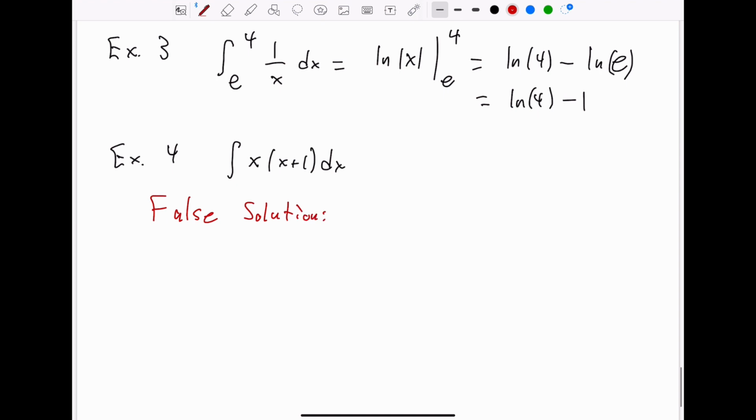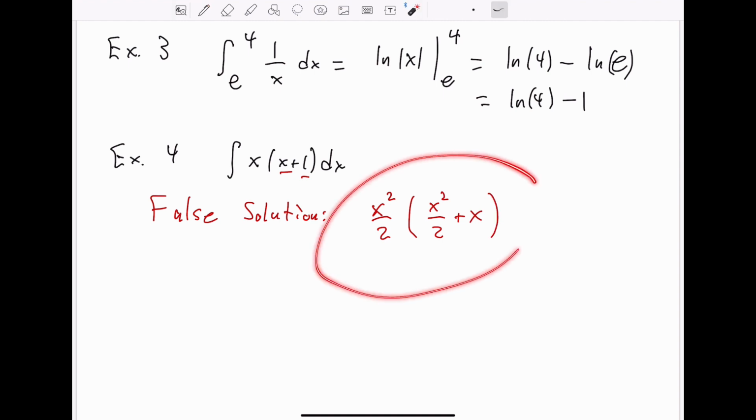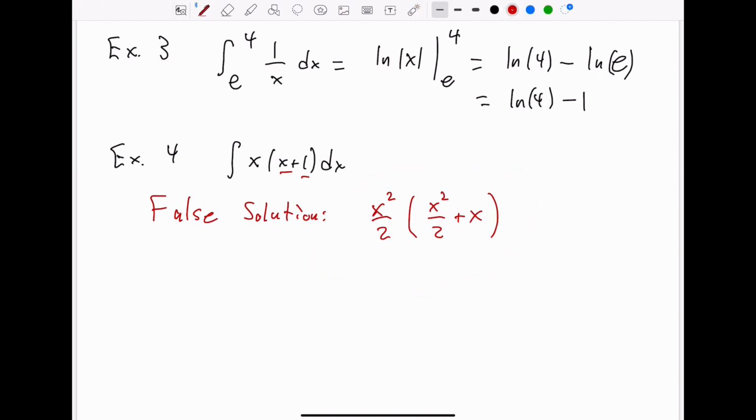It's tempting when we see this sort of a problem to first integrate the x and then integrate the x plus 1. If we do that, integral of x is x squared divided by 2, and then the integral of the x inside the parentheses, that's again x squared divided by 2. The antiderivative of 1 is x. So it's tempting to write this as the answer. This is incorrect.